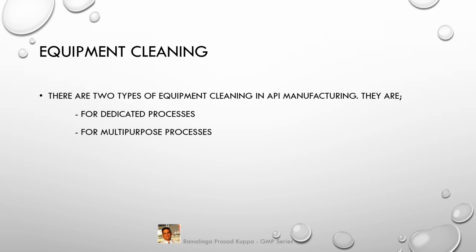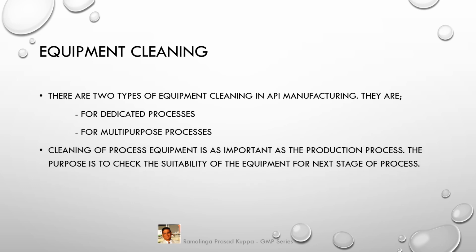In the dedicated process, normally there will not be any unknown new impurities. Multi-purpose processes do have different chemistries, various other potential impurities. So cleaning procedures should be critical to ensure that the contaminants are within the specified limits. Cleaning of process equipment is as important as the production process. The purpose is to check the suitability of the equipment for next stage of the process.